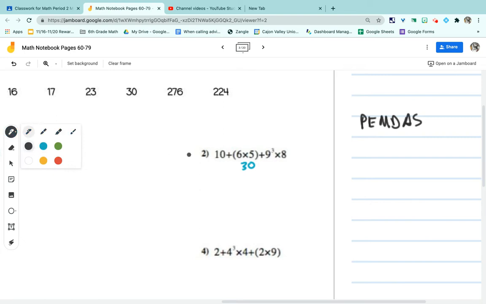Okay, 6 times 5 is 30, but we still have this 10 plus 9 to the third times 8. Okay, so next we do exponents. So exponents, I'm going to do an orange here. I think, no, it's green that I did exponents in. So let me fix that to green. Green, 9 to the third.